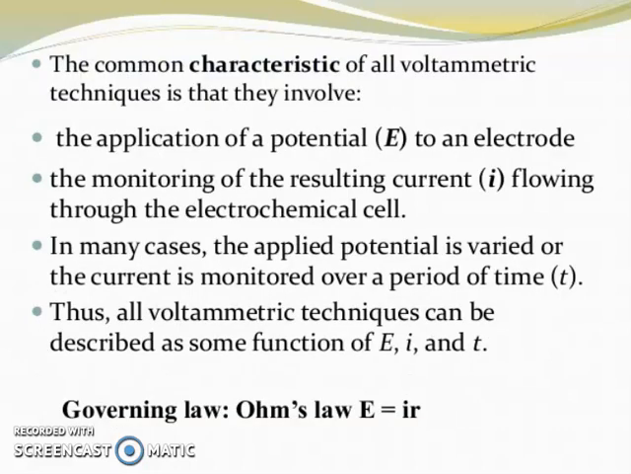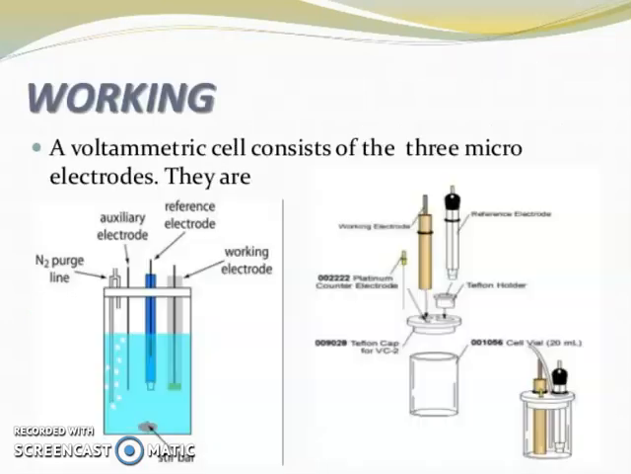So, the common characteristic of all voltammetric techniques is that they involve the application of a potential. I repeat, the application of a potential to an electrode. Second, the monitoring of the resulting current I flowing through the electrochemical cell. In many cases, the applied potential is varied or the current is monitored over a period of time. Thus, all voltammetric techniques can be described as some function of E, I, and t. So, the governing law is Ohm's law, E is equal to IR.